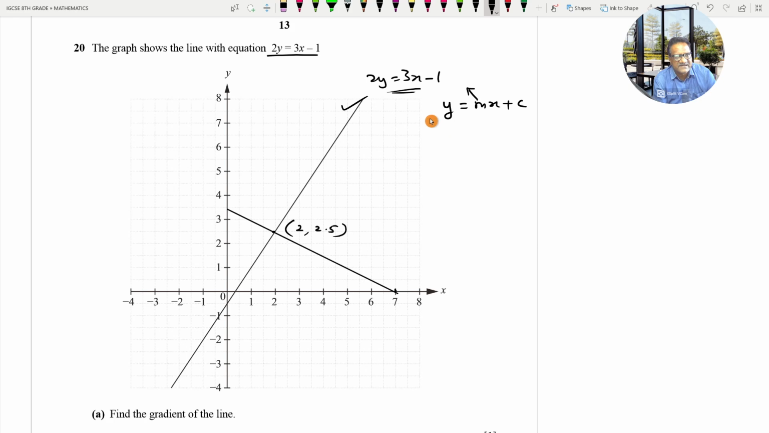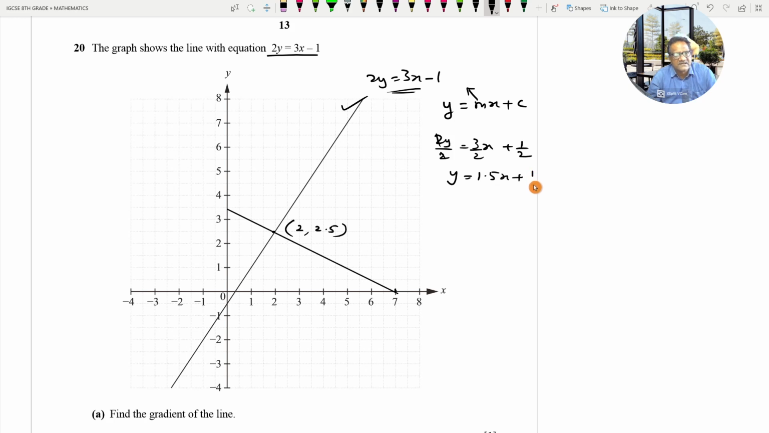So let me write this equation 2y equal to 3x minus 1 in this form. What I'll have to do is make the coefficient of y as 1. So dividing all the terms by 2, what I get is y is equal to 3 by 2, which is 1.5x plus this is 2.